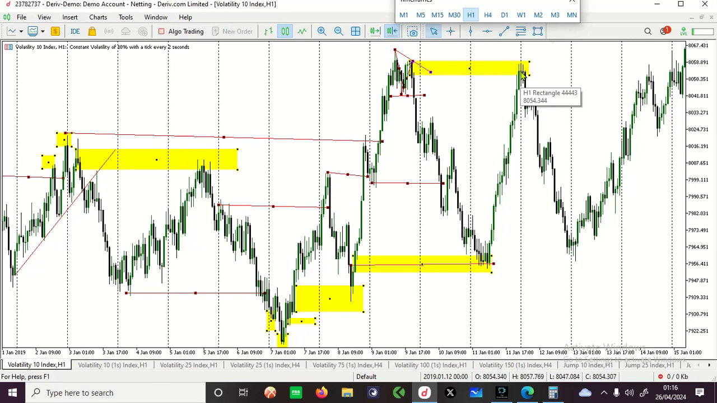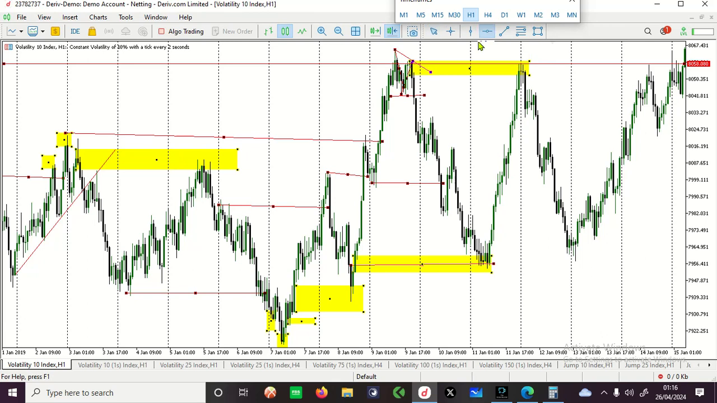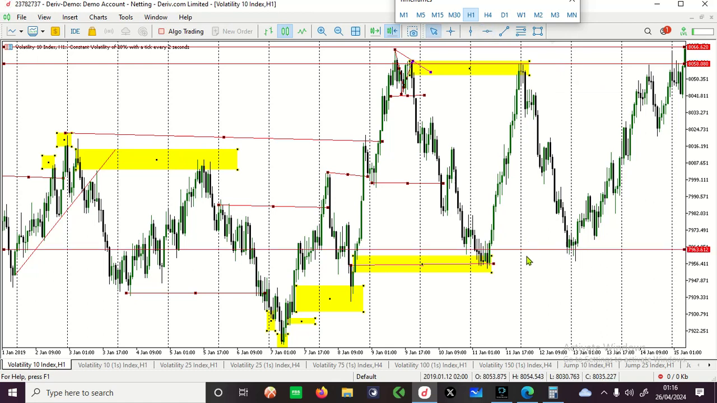Let's calculate how much we make from this. Note that this is Volatility 10 Index. So from this very place, let me just use my center tool. This is the beginning of the block here. This is the beginning of the block here. Yes. For instance, if you place a sell limit and your stop loss should be just above this, then your TP should be at the body of this block here.